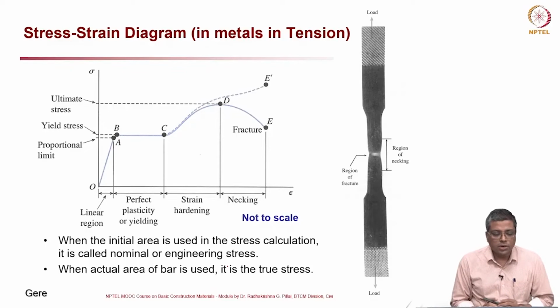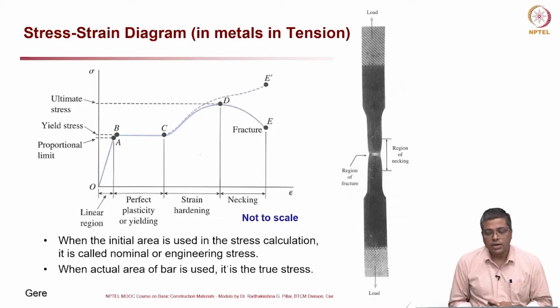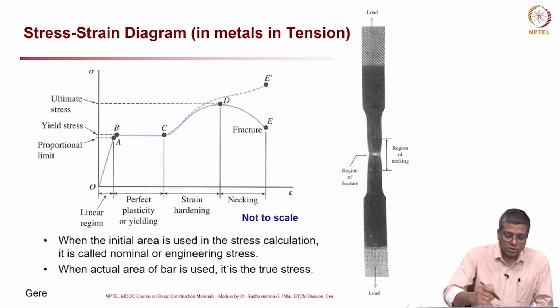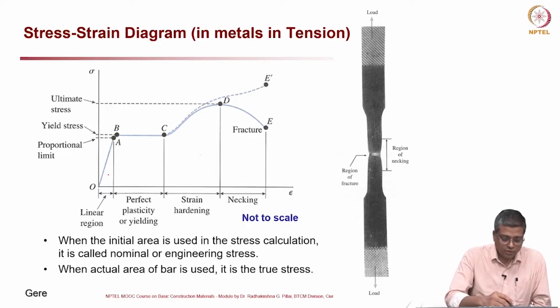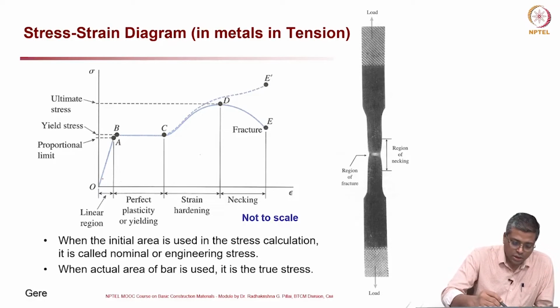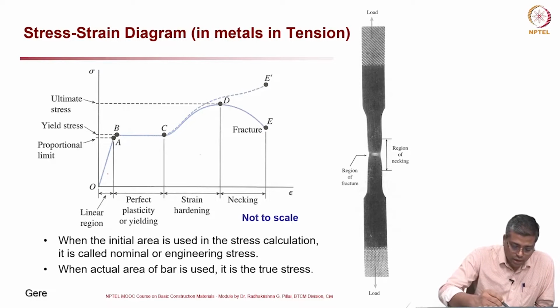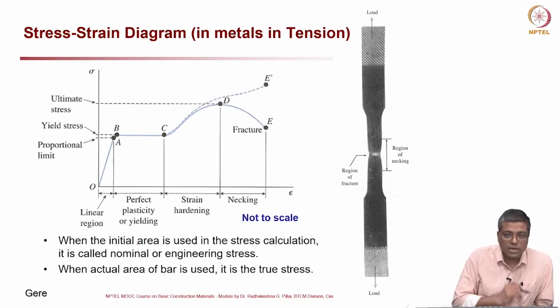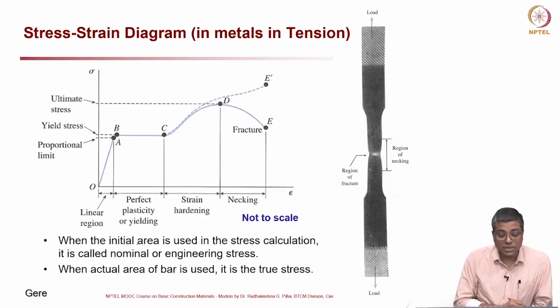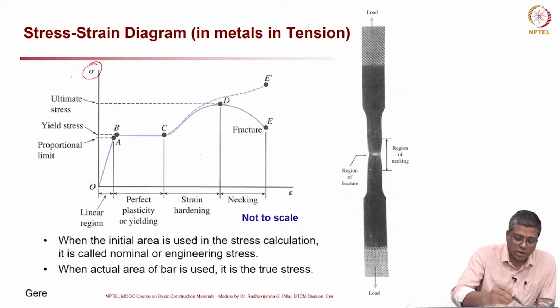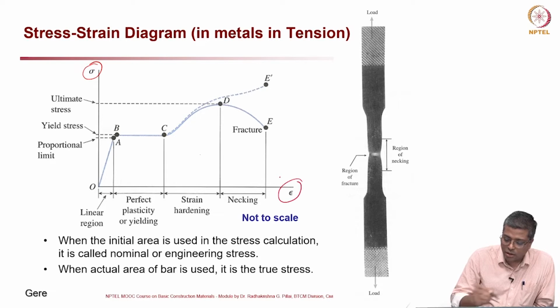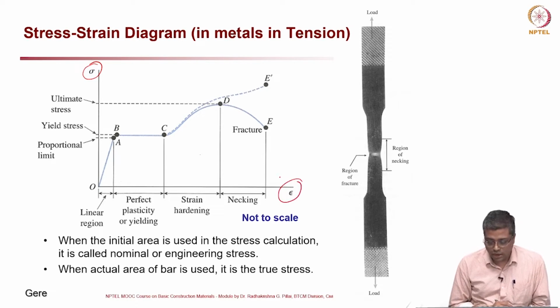Now, let us talk about the stress strain diagram in metals in tension. This is a textbook drawing from Gere. The blue curve is how a typical stress strain diagram would look for a metal, when the initial area is used in the stress calculation. On the vertical axis you have stress and on the abscissa you have strain.